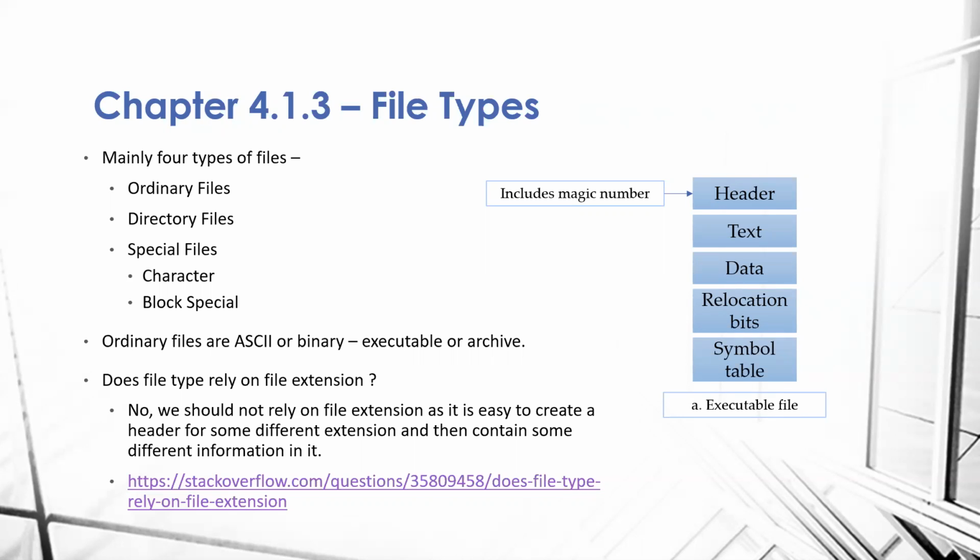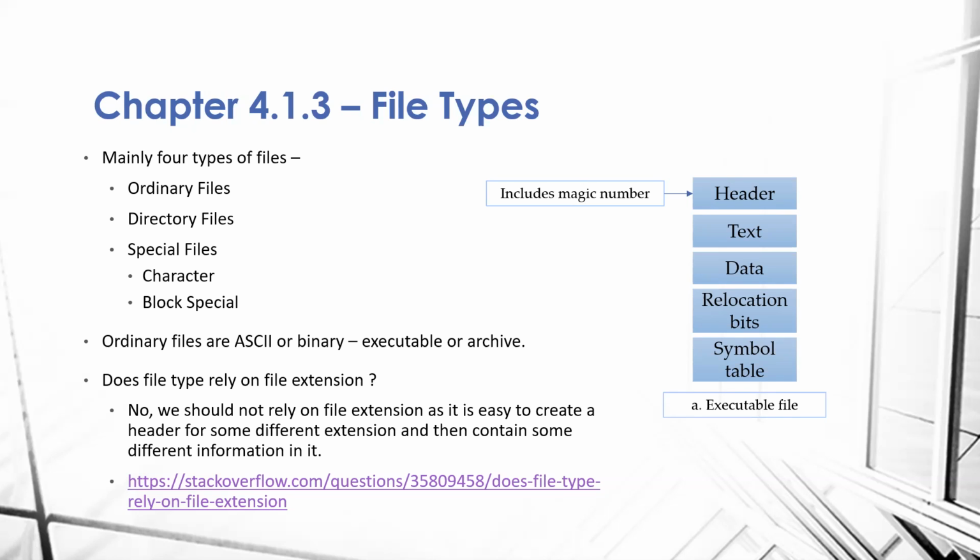Talking about ordinary files, there are either ASCII files or binary files. ASCII files can be viewed and displayed as is, but that's not the case with binary files. Binary files are of two types: executable and archive.